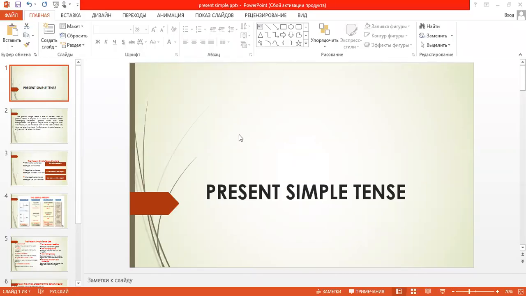Hello students, today we will talk about present simple tense. Present simple tense in English is translated into Kazakh as "Жай осы шақ".